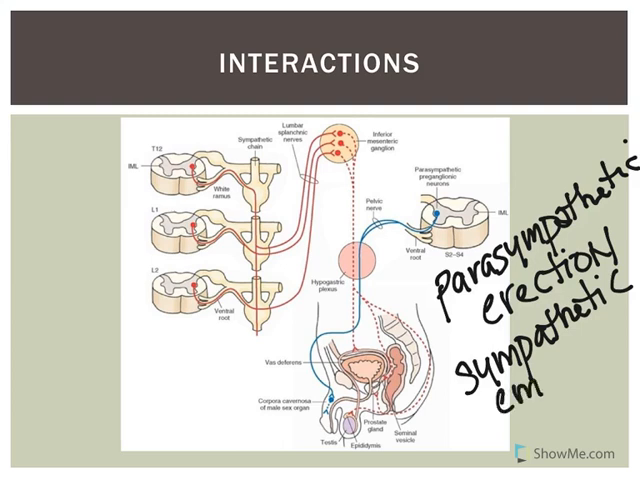Emission is the movement of the sperm and the different fluids through the male reproductive tract, and ejaculation is where it exits the male reproductive tract. So you start off with the parasympathetic division being important, but then you switch to sympathetic during emission and ejaculation.